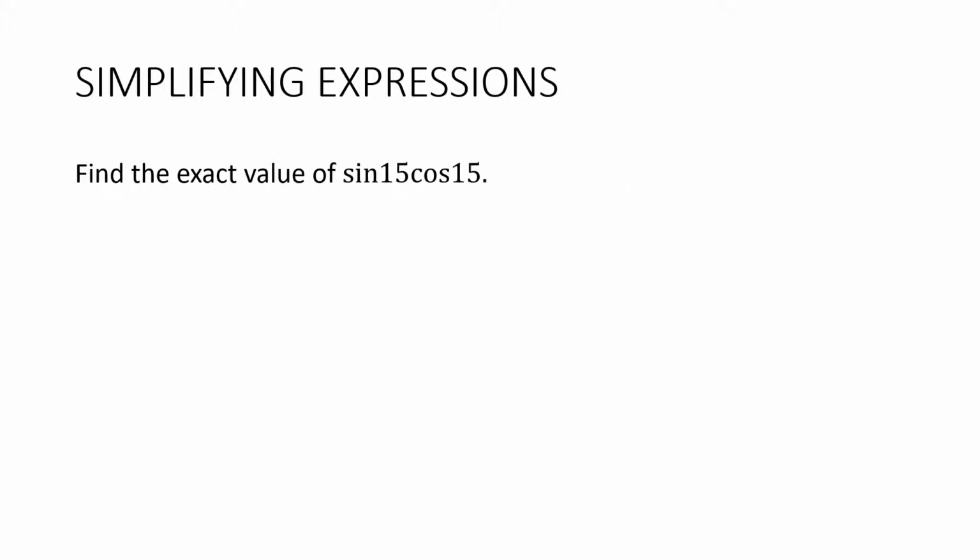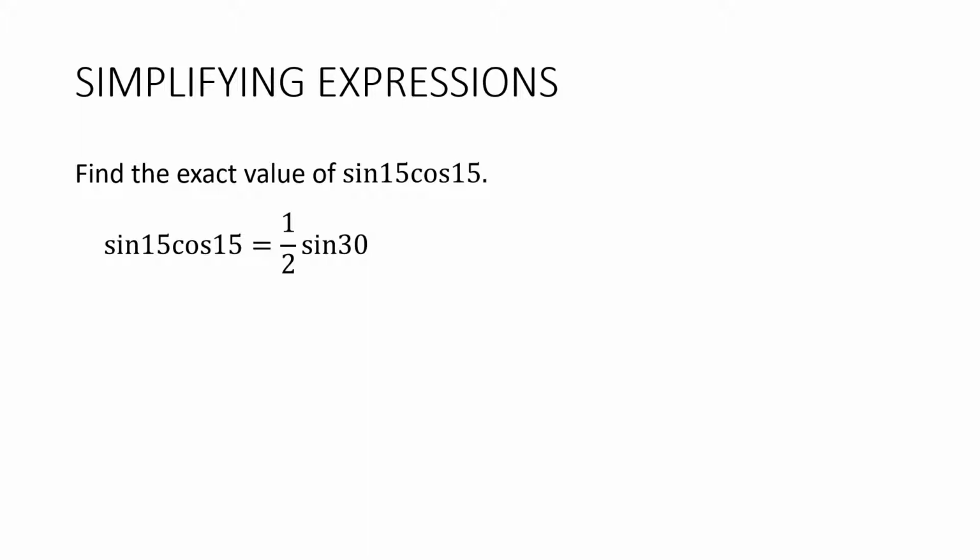Here's another way they could ask the question. Find the exact value of sin 15 cos 15. Anytime you see a sine next to a cos, you should be thinking about the double angle formula for sine. So sine 2 theta is equal to 2 sine theta cos theta. Suppose then that theta was equal to 15, 2 theta would be 30, and we know the exact values for 30. So let's rewrite it. Sine 15 cos 15 would be a half of sine 30.